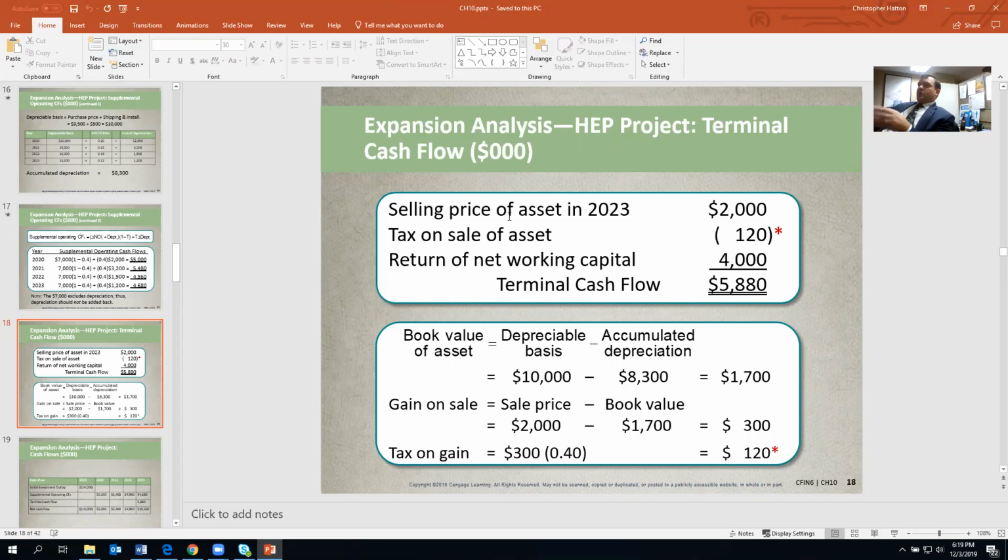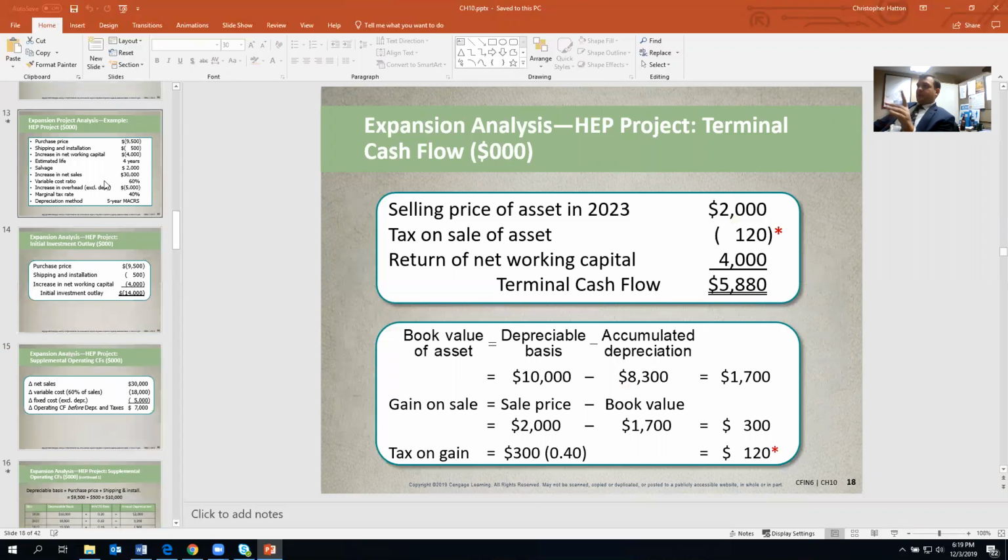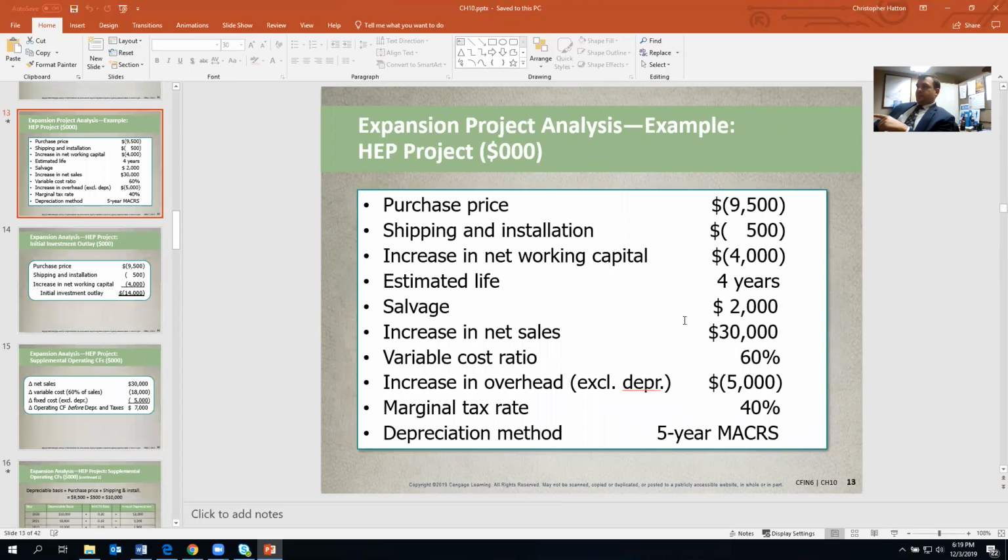All right, so the selling price of the asset after the useful life is your salvage cost. I mean, your salvage value. So it was a $2,000 salvage value. And this is all from this table here. So salvage 2,000.